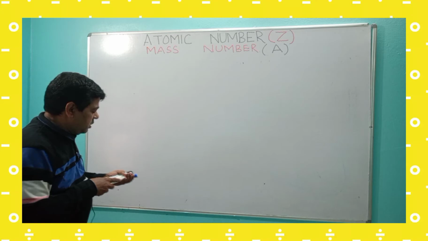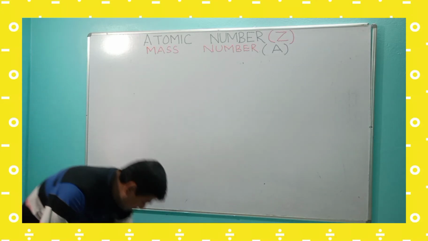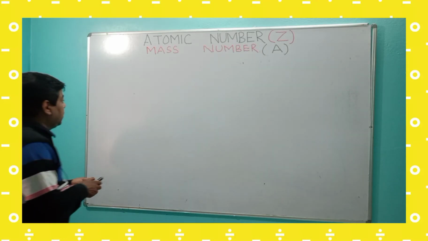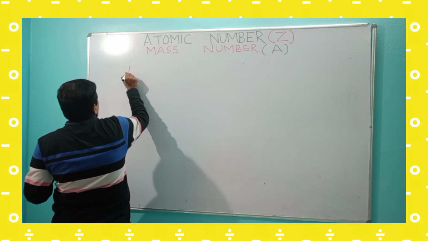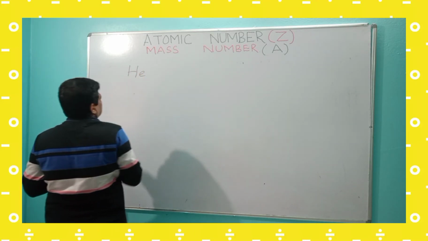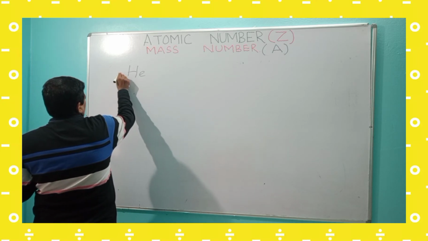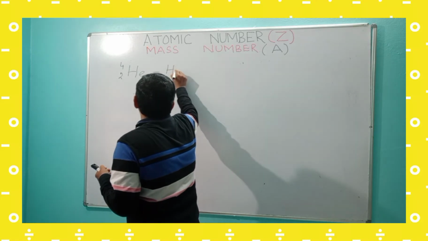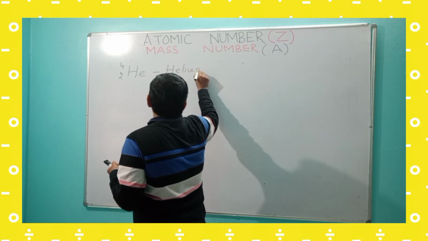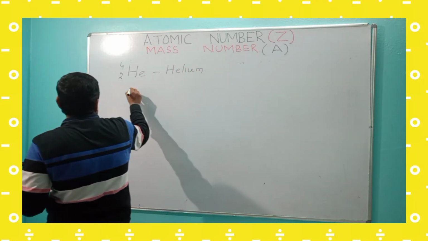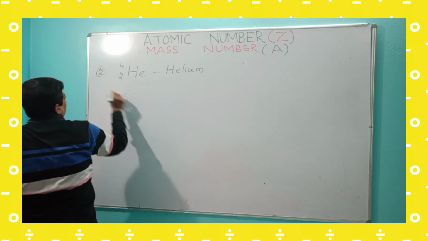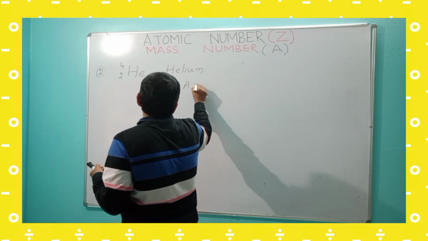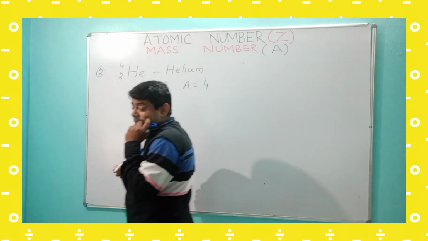Next point. Suppose I am giving another example, helium. The symbol of helium is He, its atomic number is 2, and its mass number is 4. This is helium. In this example 2, the atomic number is 2 and the mass number is 4.